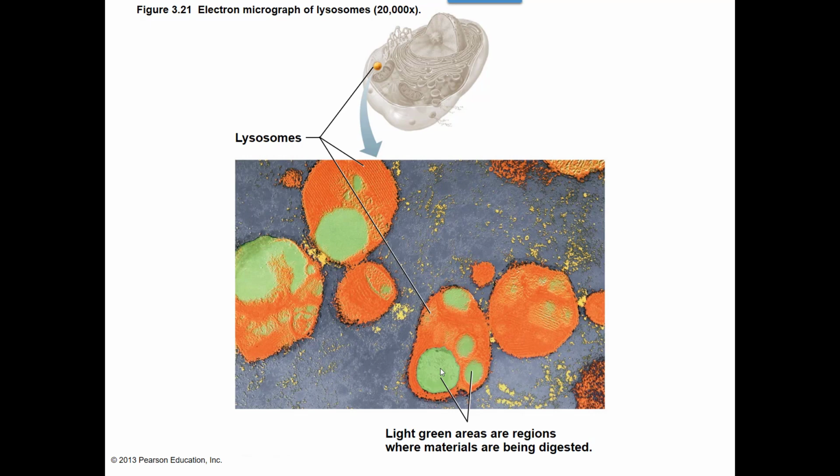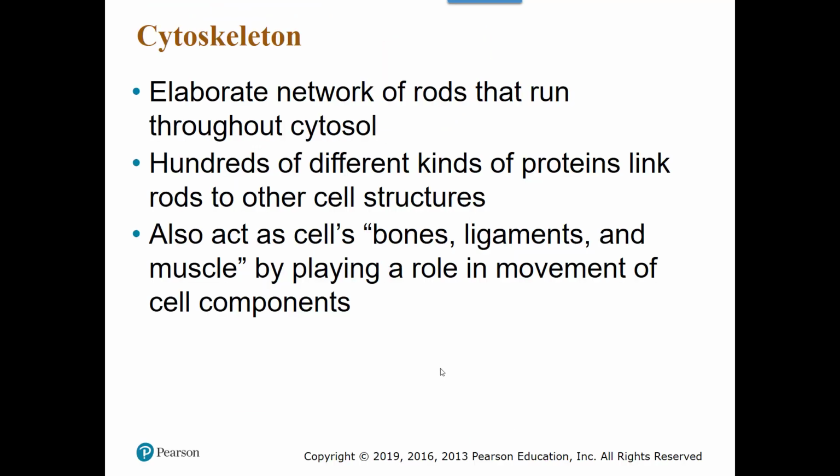Another part of the cell is the cytoskeleton. Just like we have a skeleton, our bones, to help give us structure, so does a cell. It's a network of rods, kind of like our bones, that run through the cytosol, and there are lots of different things that hold it all together. Their main job is to become the bones. So it can help the cell move and change shape a little bit.